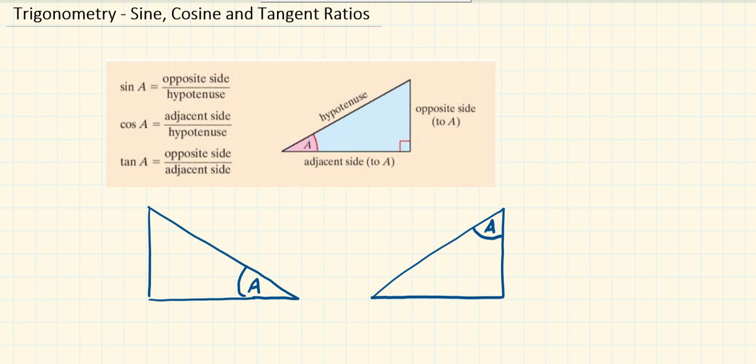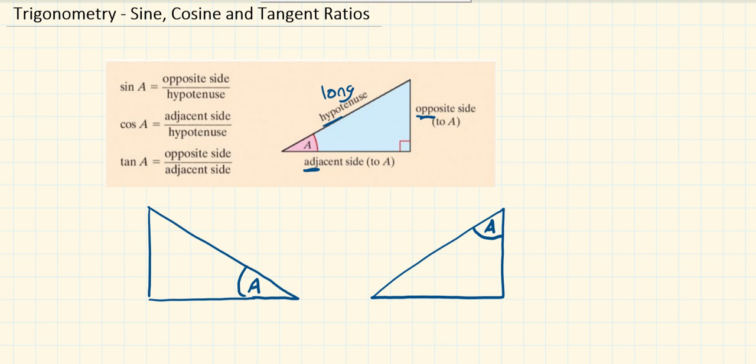A or X or theta or whatever, and you've got your opposite side, your adjacent side, and your hypotenuse. So remember, hypotenuse is the side opposite to the right angle, so it's the longest side. All right, and essentially sine, cosine, and tangent, they are just ways of comparing the sides of the triangles.